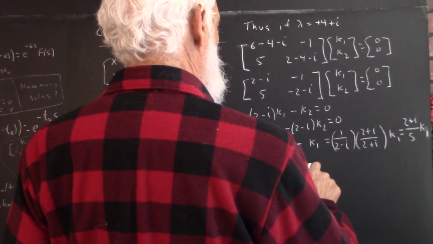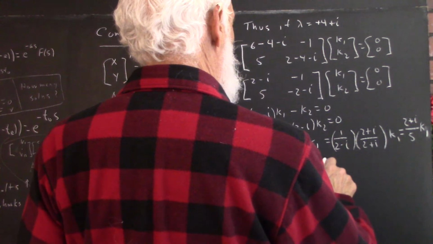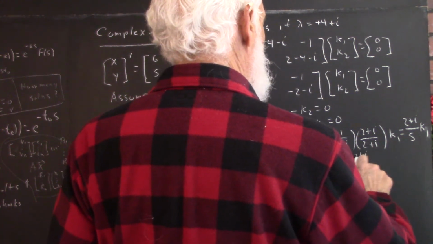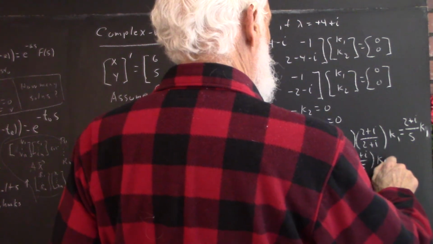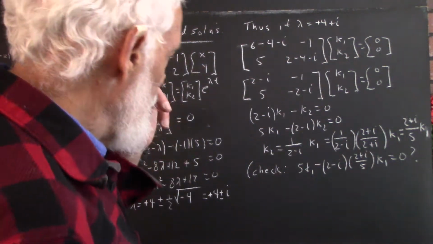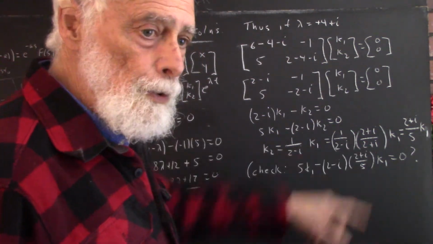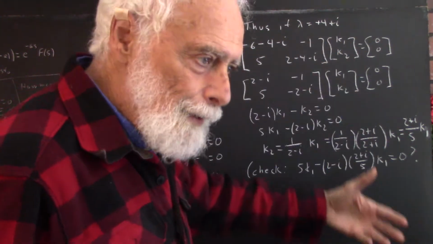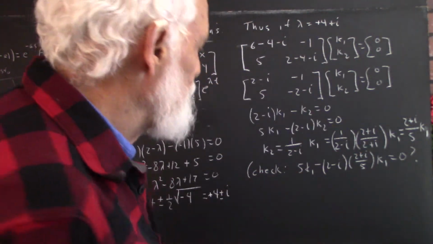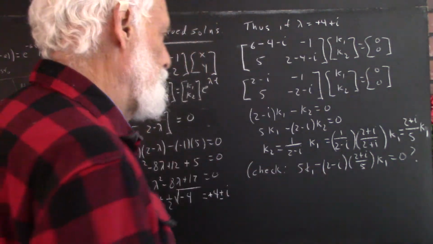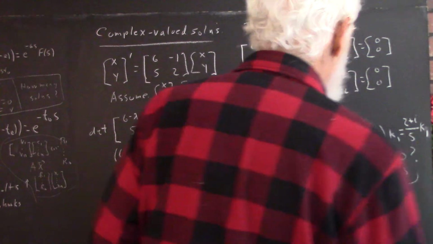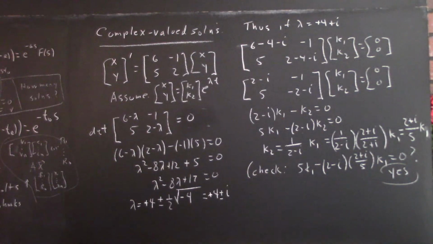Does 5 K1 minus the quantity 2 minus i times 2 plus i over 5 K1 equal 0? Well, yeah, because 2 minus i times 2 plus i is 4 minus i squared, which is 5, and 5 over 5 is 1, and we have a minus. So we have 5 K1 minus 5 K1, which was a little hard to see when I was looking for it, but yes. Okay?